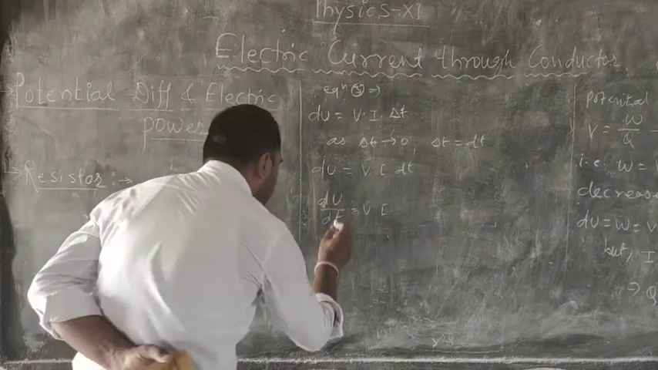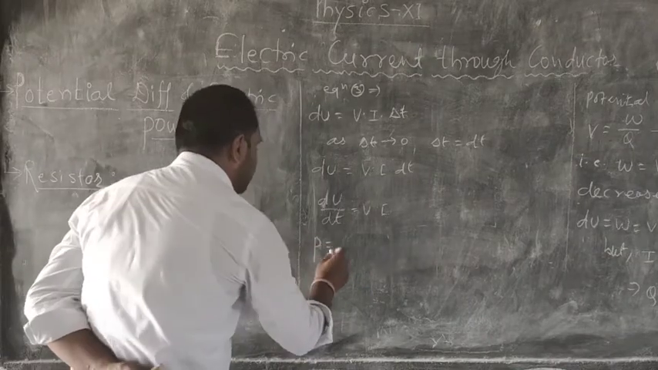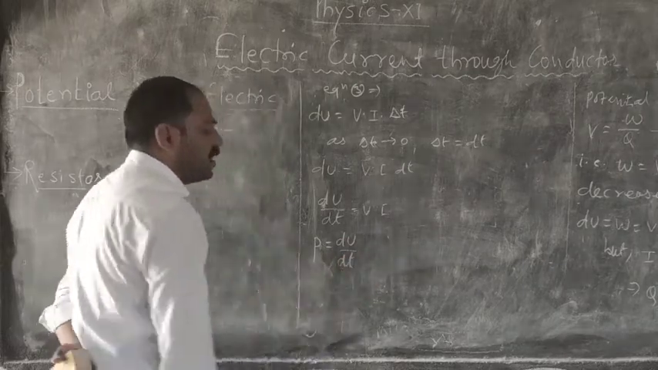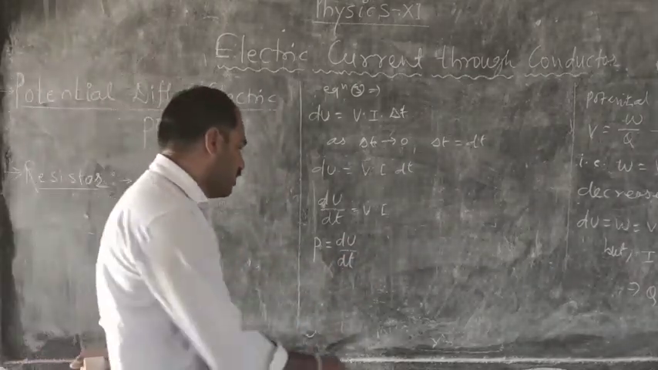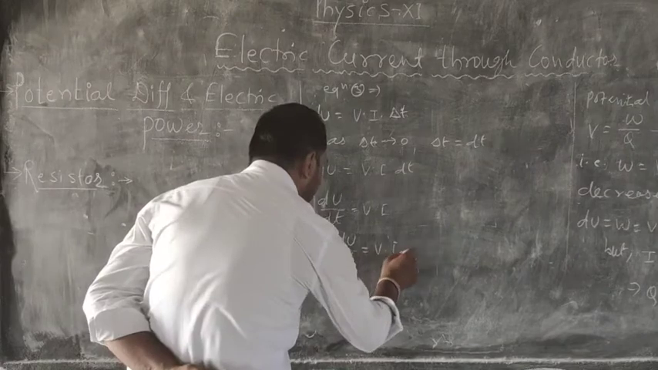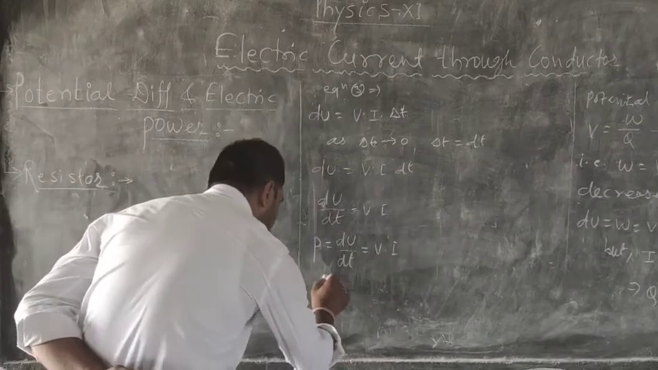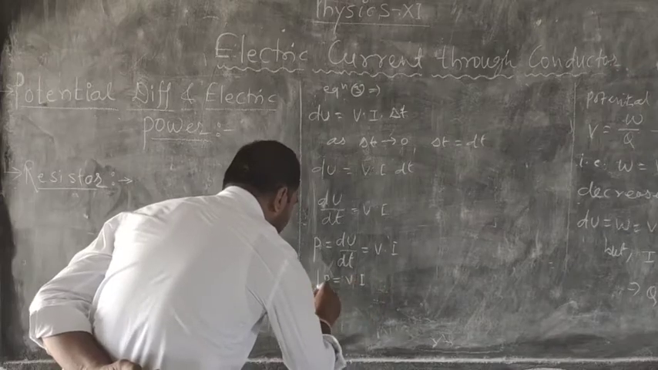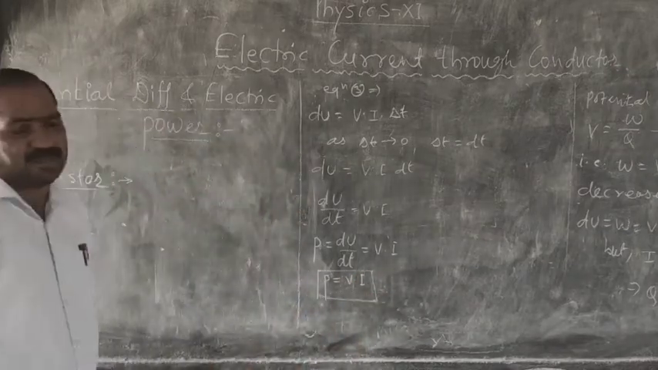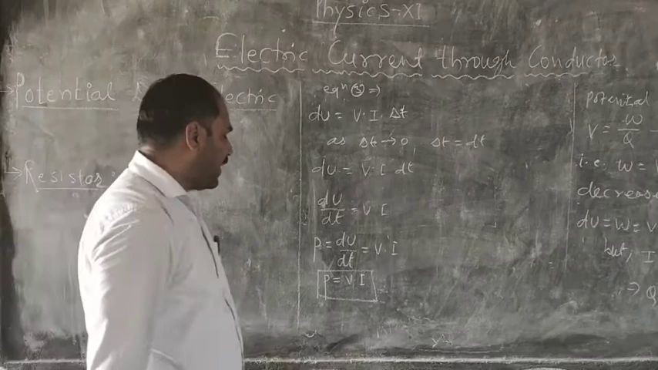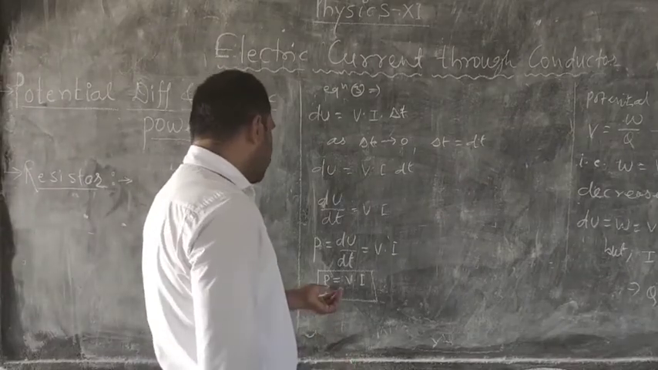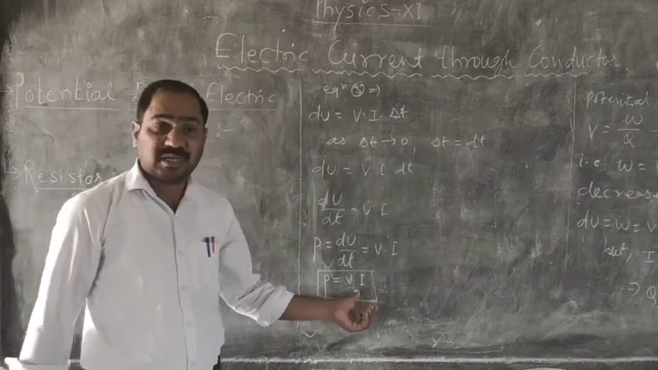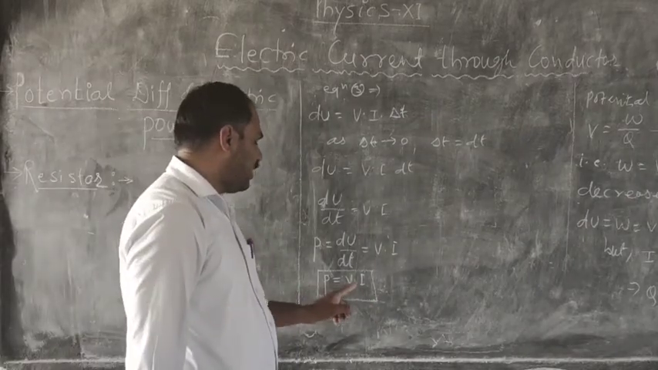Therefore here du upon dt is equal to capital P, and capital P is known as the power. Therefore V into I. So P is equal to V into I. This is the power, electric power in circuit. So capital P indicates here that power is equal to potential difference into current flow with the circuit. Means P is equal to V into I.